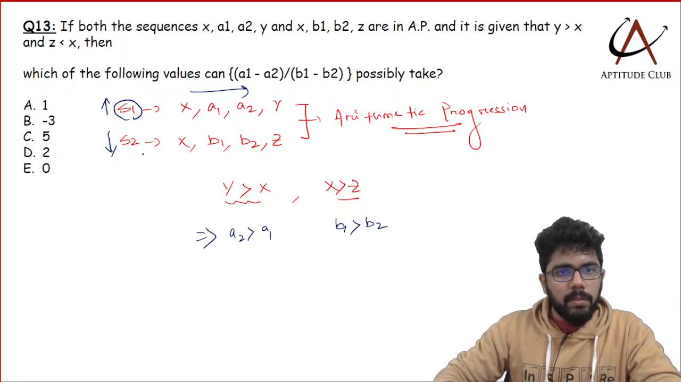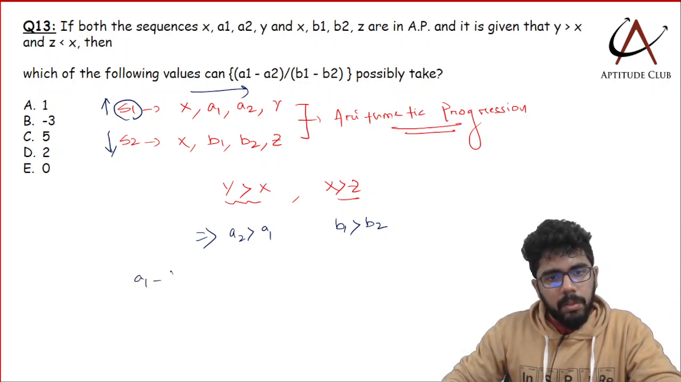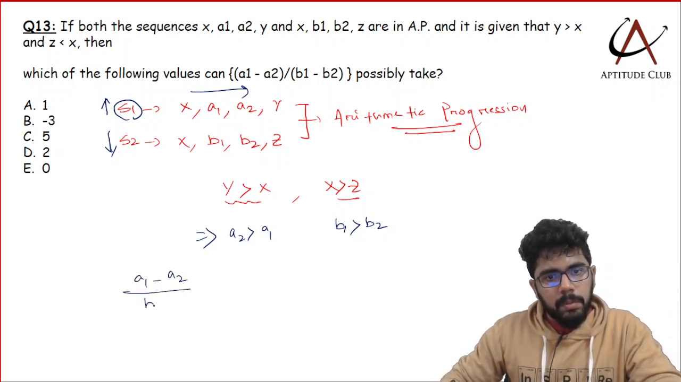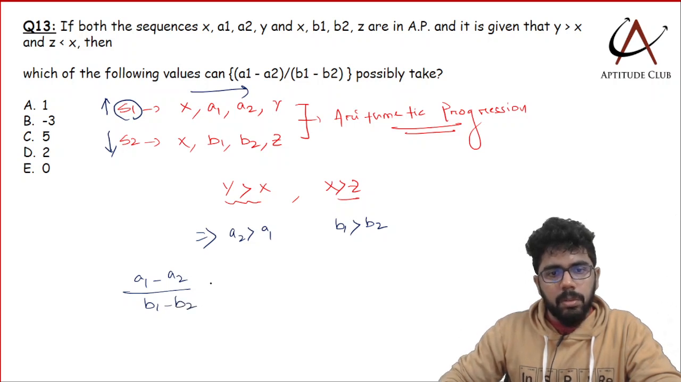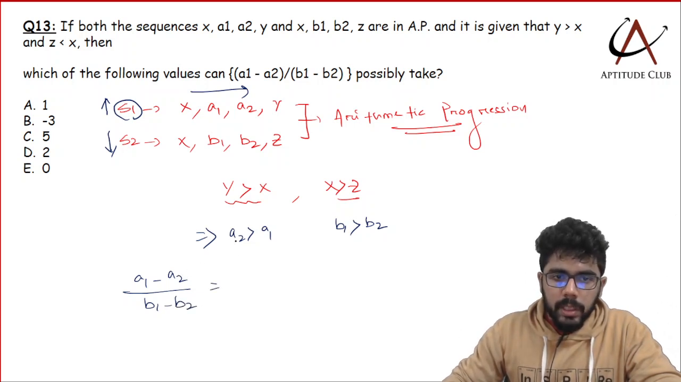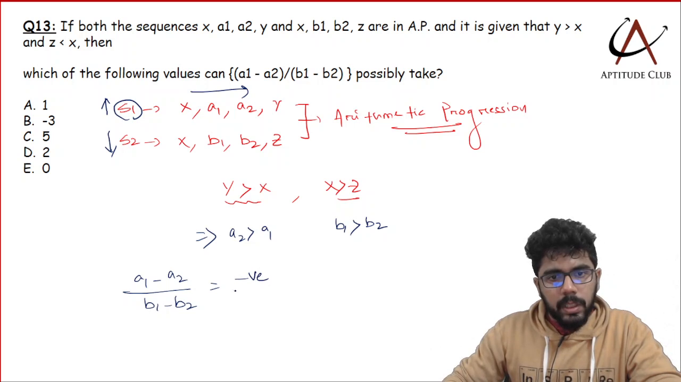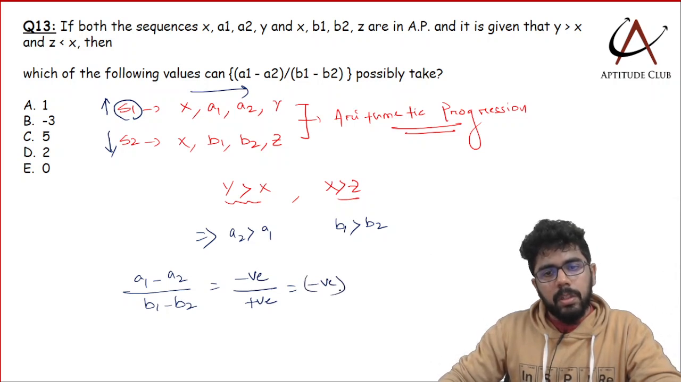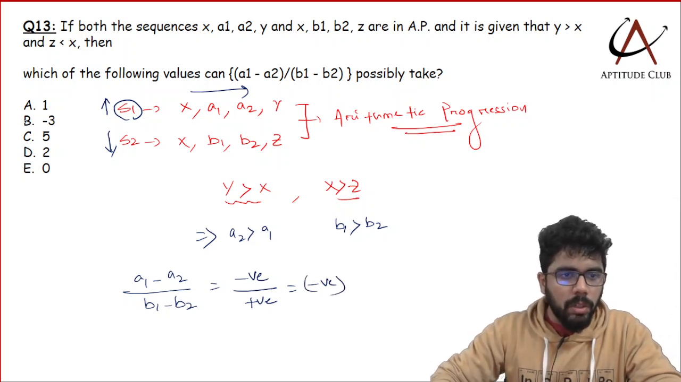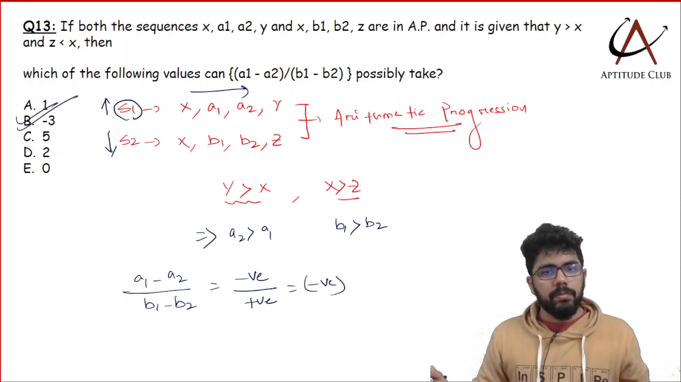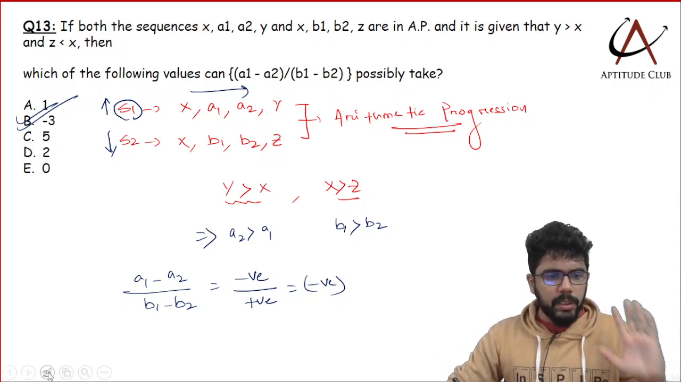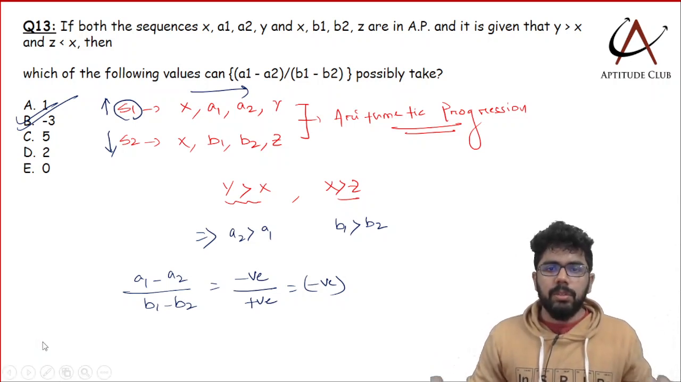So we have to find the value of A1 minus A2 divided by B1 minus B2. Now because A2 is greater than A1, so A1 minus A2 is negative, while B1 is greater than B2, so B1 minus B2 is positive. Overall ratio has to be negative and only one option is in negative. Super easy question. Okay, super easy question.